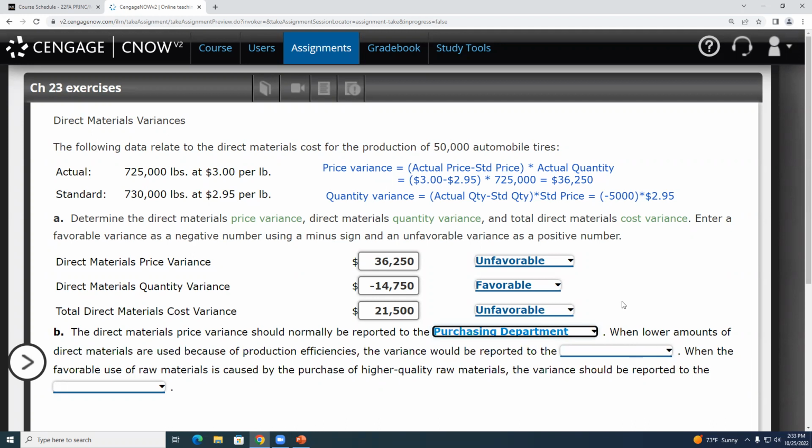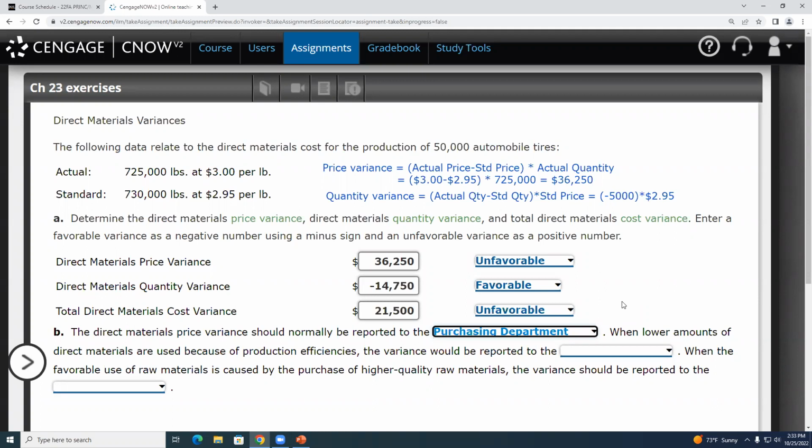Remember, when we set up these standards at the beginning, we said, who tells us how much this product is going to cost? The purchasing department. They are the source of the $2.95 per pound. And now it turns out we actually paid $3 per pound. That needs to be brought to their attention.